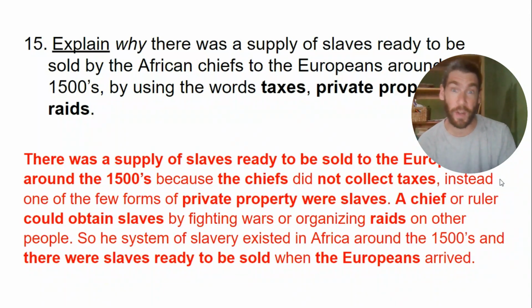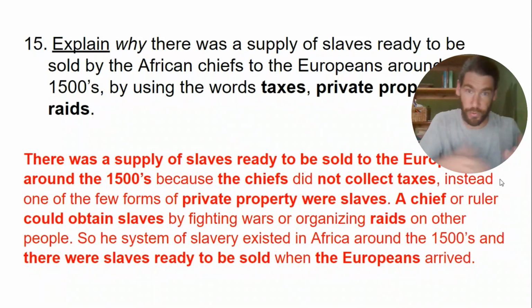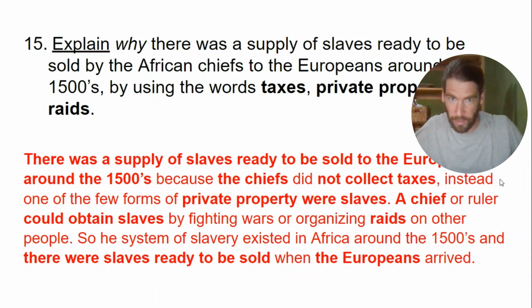Because the chiefs did not collect taxes. Instead, one of the few forms of private property were slaves. A chief, a word I used before, or ruler could obtain slaves. He could get them by fighting wars or organizing raids on other people. So a chief can have slaves as private property. How can he obtain more slaves? By fighting wars or organizing raids on other people.